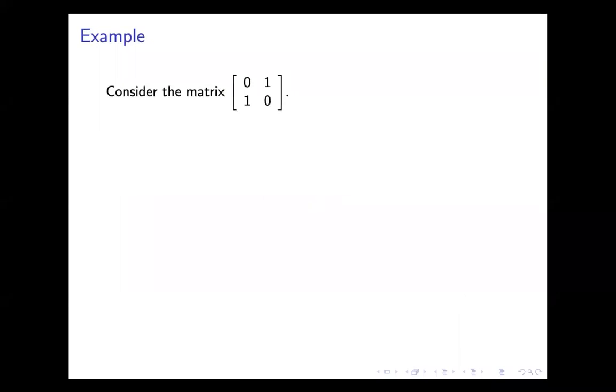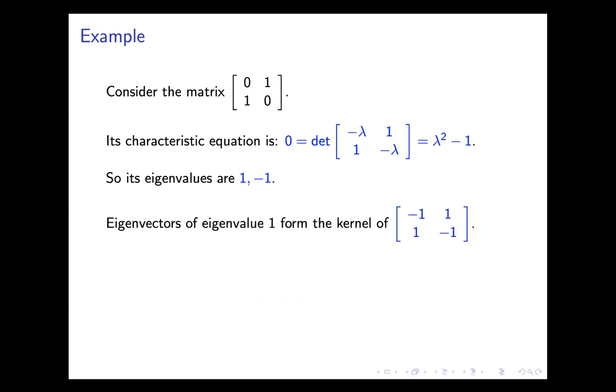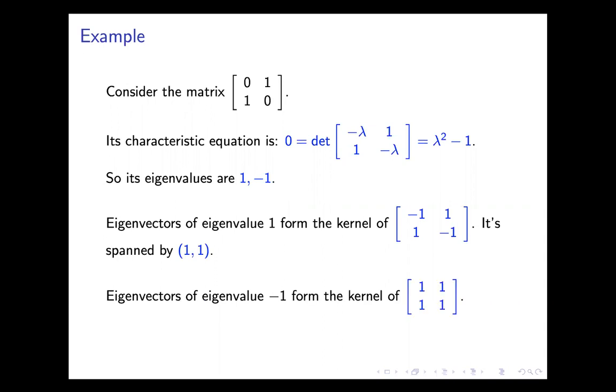So take the matrix 0, 1, 1, 0. Its characteristic equation is the determinant of the matrix negative lambda, 1, 1, negative lambda equal to 0, which is lambda squared minus 1. So its eigenvalues are 1 and minus 1. The eigenvector for the first eigenvalue is the kernel of this matrix, which is spanned by the vector (1, 1). And the eigenvector for the eigenvalue minus 1 is the kernel of this matrix, which is spanned by (1, -1).